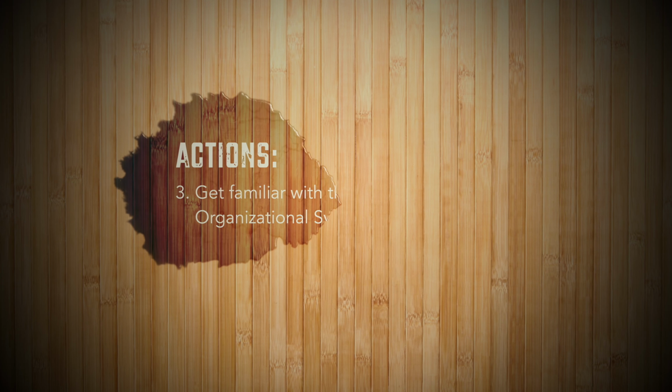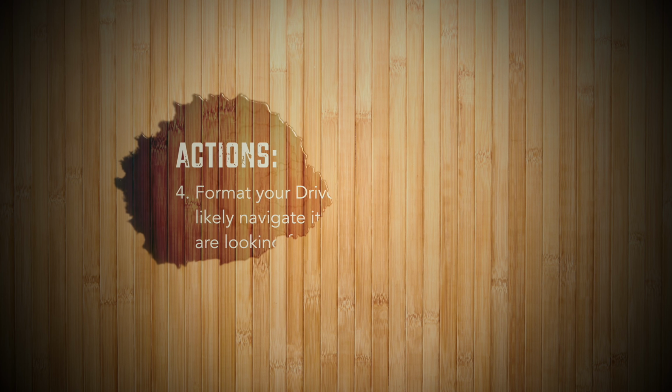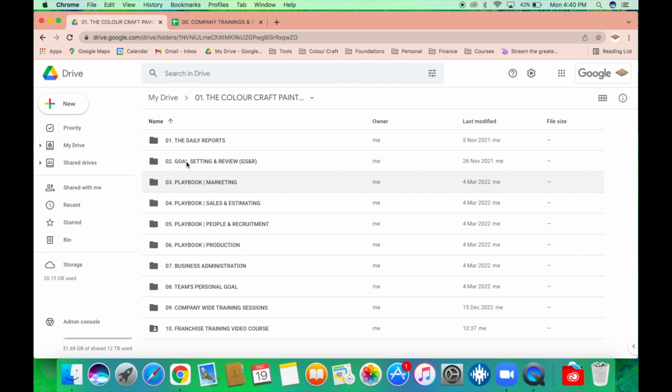So some of the action items would be taking your time to get really familiar with everything that is important for running the business, and then folderizing them into the correct way that you can read and understand. Another thing would be to review the drive often and make sure that it's formatted in a way that, if a stranger were to try to navigate your Google Drive, would they know how to? I like to keep it very simple. We've got goal setting, marketing, sales, people and recruitment, production, administration. So just all the key categories of the business. So that is Google Drive.